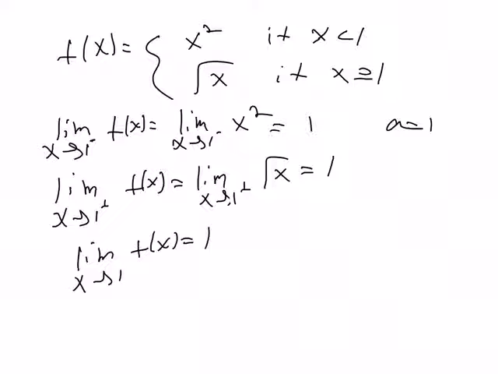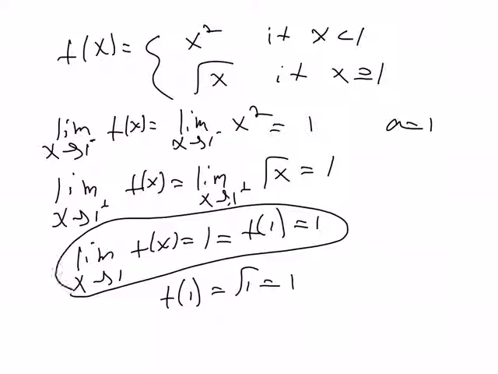And at the same time, f of 1 is equal to the square root of 1, which is equal to 1. So the limit is equal to f of 1, right, which is equal to 1. Because of this, the definition of continuity is satisfied, right? The limit of f of x is equal to f of a, because a is 1. The definition for continuity is satisfied, and we just showed that f of x is continuous.